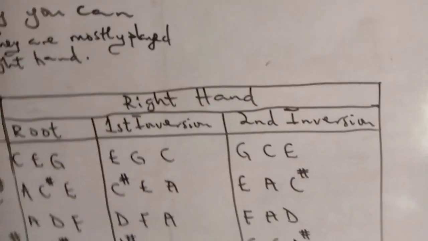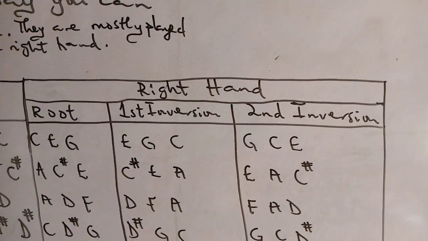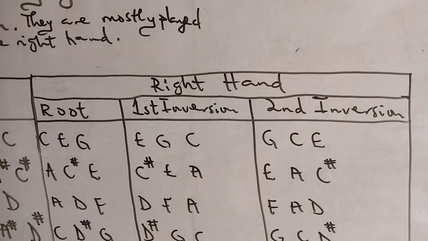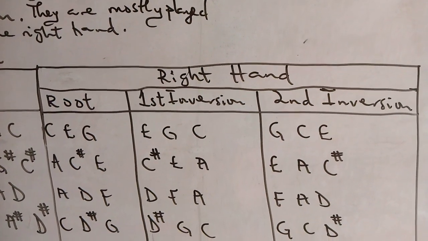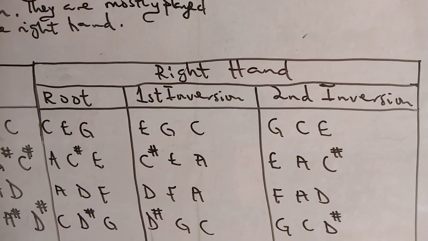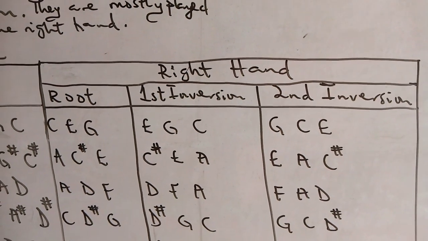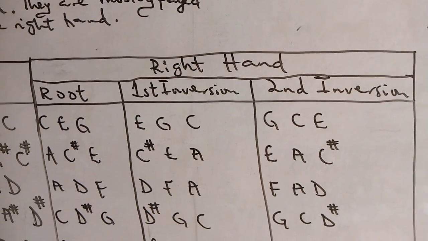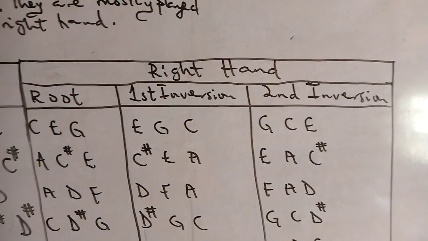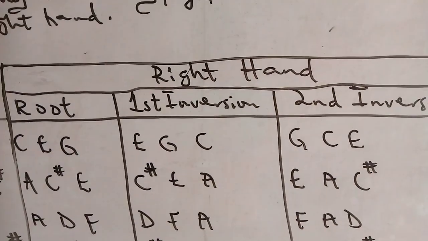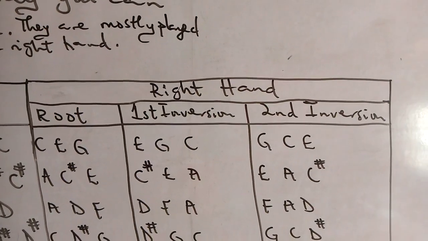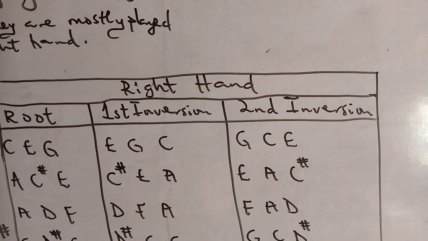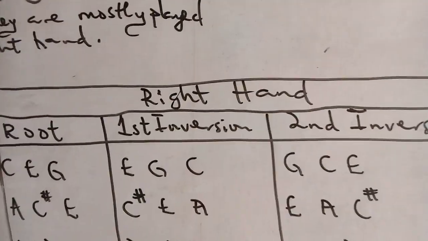Alright, so looking at the inversions, this is how I derive my inversion. C, G, because it's starting from the second, so don't get it twisted. We only have 3 inversions, and the right way to name them is root, first inversion, and second inversion. So there's nothing like first inversion, second inversion, and third inversion. We only have root, first inversion, and then second inversion. This is how they are derived.